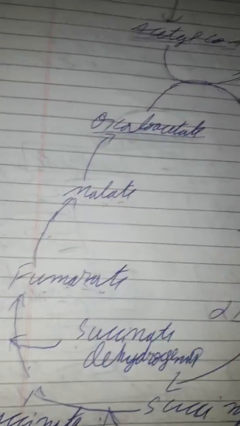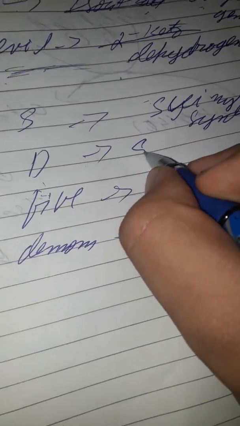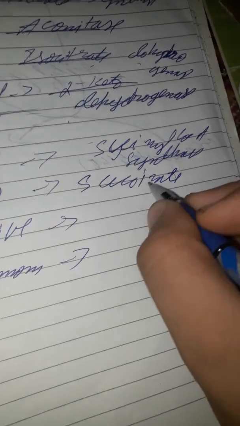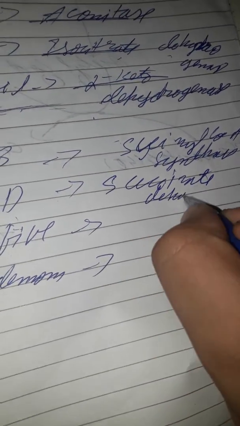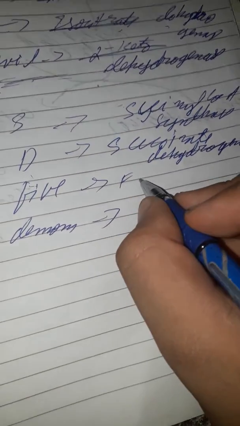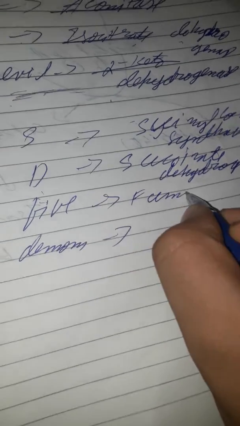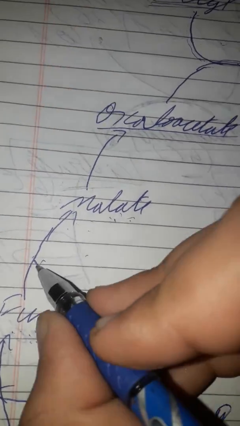What is the next enzyme here? See here, next is 5. 5 means fumarase. A special case, to remember. Here, fumarase.